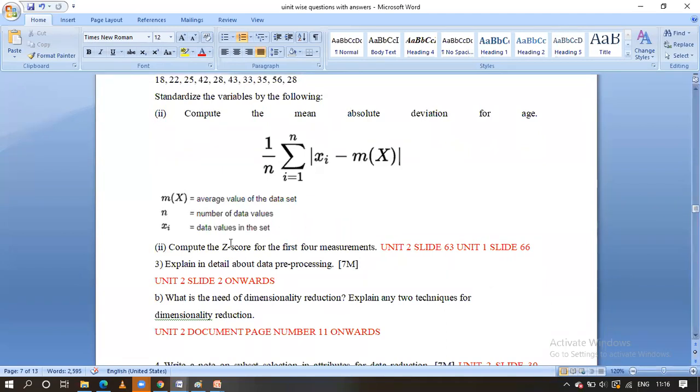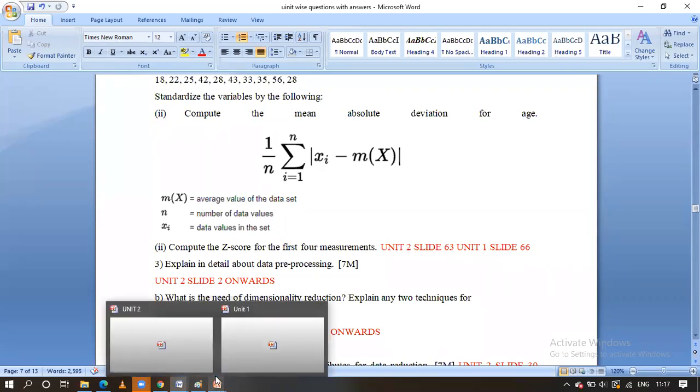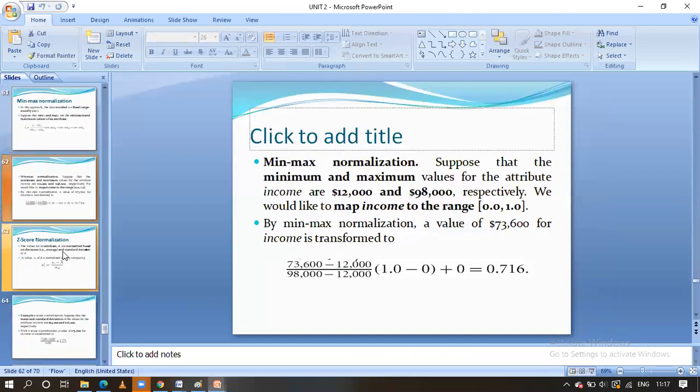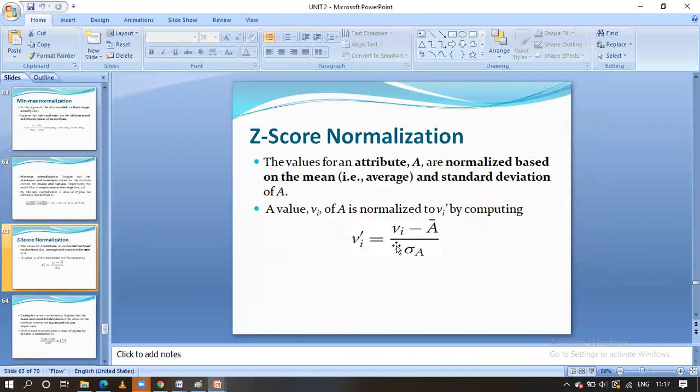And the next one, they have asked the z score for the first 4 measurements. That means they are asking the z score normalization value for only 4 measurements. The answer for this is in unit 2, slide 63 and 66. In unit 2, slide 63. This is the z score normalization formula, guys.